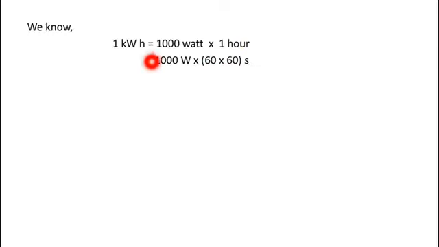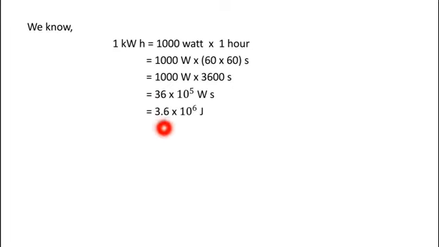Now if we multiply all these values, then what we get? 1000 watt into 3600 second, and it can be written as 36 into 10 to the power 5 watt second, which can be written as 3.6 into 10 to the power 6, and watt second is joule, so we can write 3.6 into 10 to the power 6 joule. It means 1 kilowatt hour equals 3.6 into 10 to the power 6 joule. This is an important conclusion, that is 1 kilowatt hour equals 3.6 into 10 to the power 6 joules.